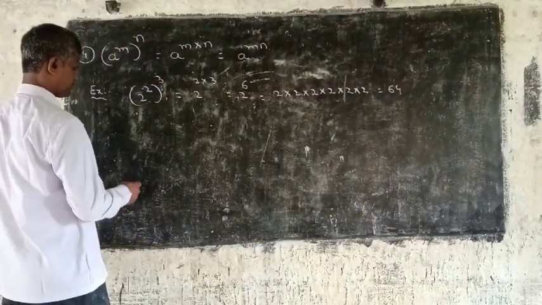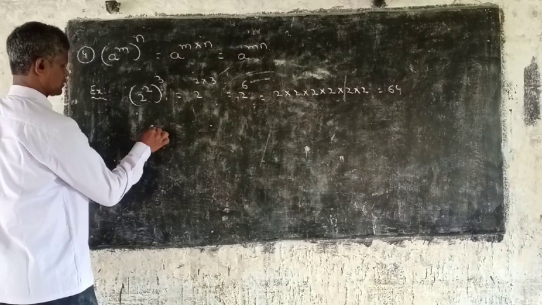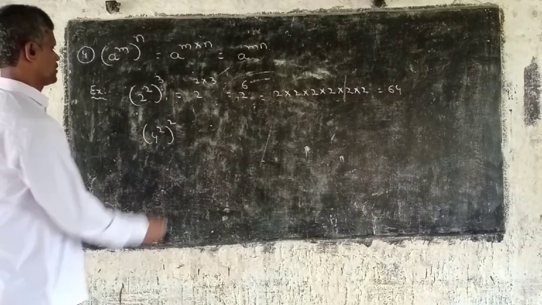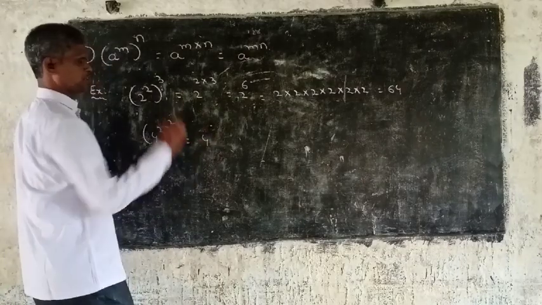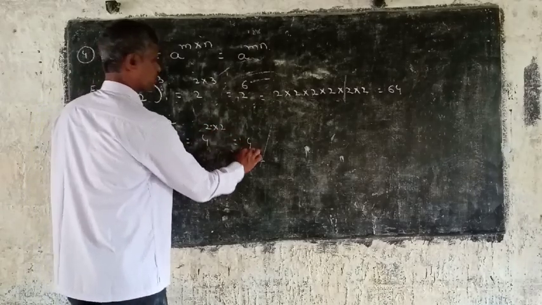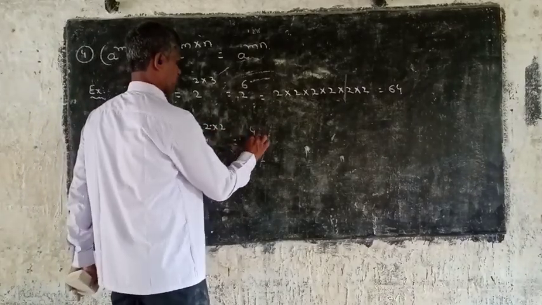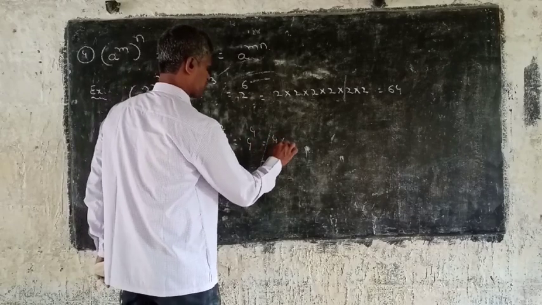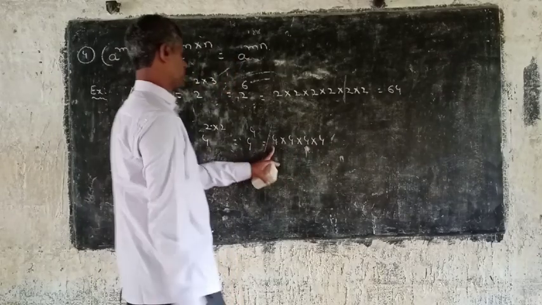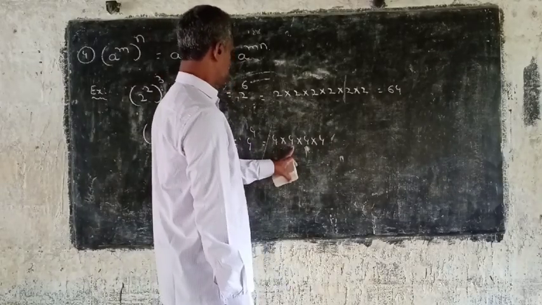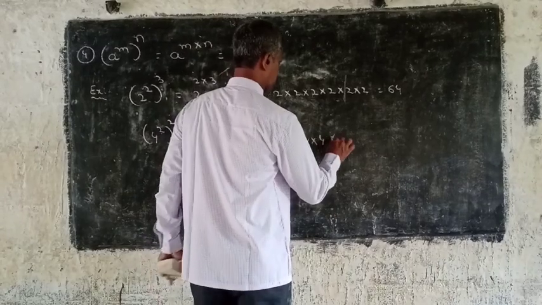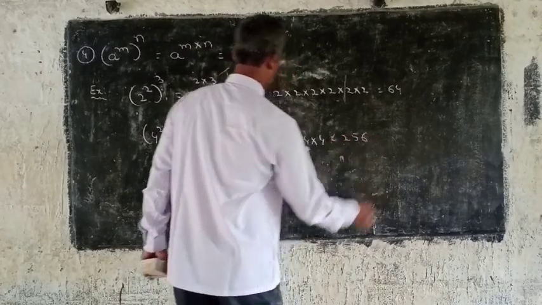And again, 4 square whole square equals 4 to the power of 2 into 2, equals 4 to the power of 4. That means 4 into 4 into 4 into 4. 4 fours are 16, 16 fours are 64, 64 fours are 256.